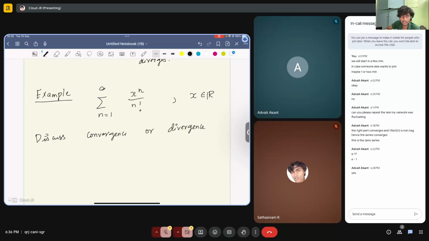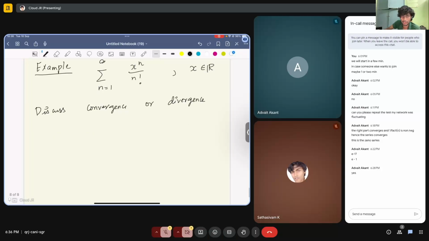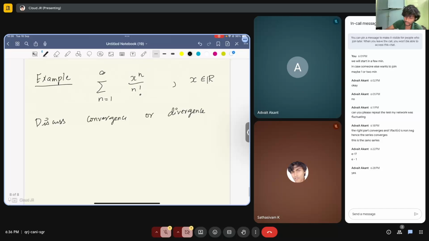So here also, what you can do is apply the root test or the ratio test. The easier one to do is to apply the ratio test, because if you apply the root test, you will have something like the nth root of n factorial, which I don't know how to handle. So you apply the ratio test.